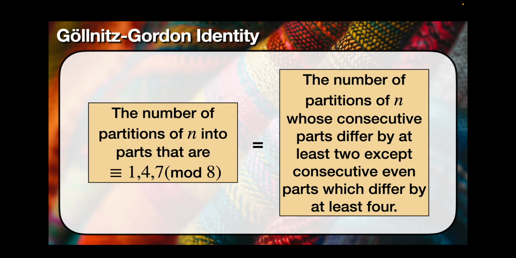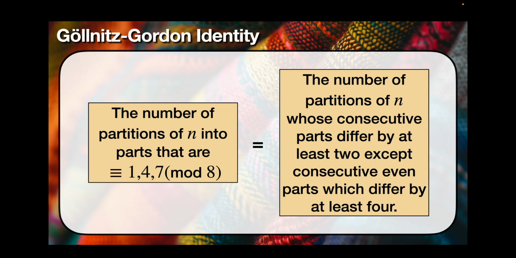It's the Göllnitz-Gordon identities, and it says that the number of partitions of n into parts that are 1, 4, or 7 mod 8 is equal to the number of partitions of n whose consecutive parts differ by at least 2, except when we have consecutive even parts, which must differ by at least 4. So as you can see, we've got these nice congruence rules over here on the left, but over there on the right, we've got something that's getting more complicated as we maybe change the congruence rules. So this really gives us this nice intuition that maybe the Rogers-Ramanujan identity is the simplest version of one of these types of identities.